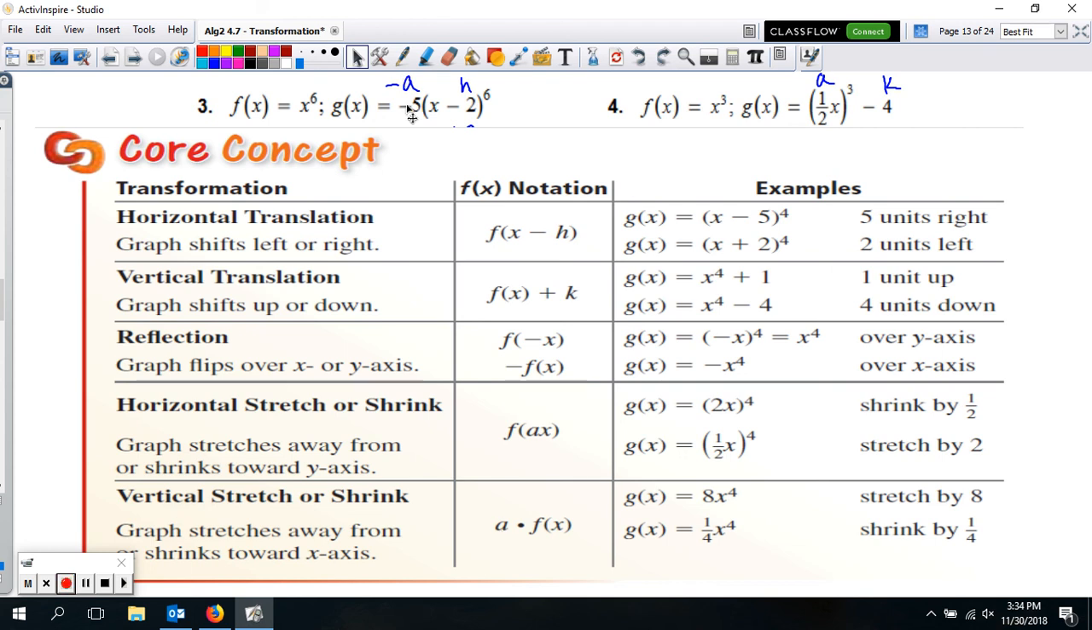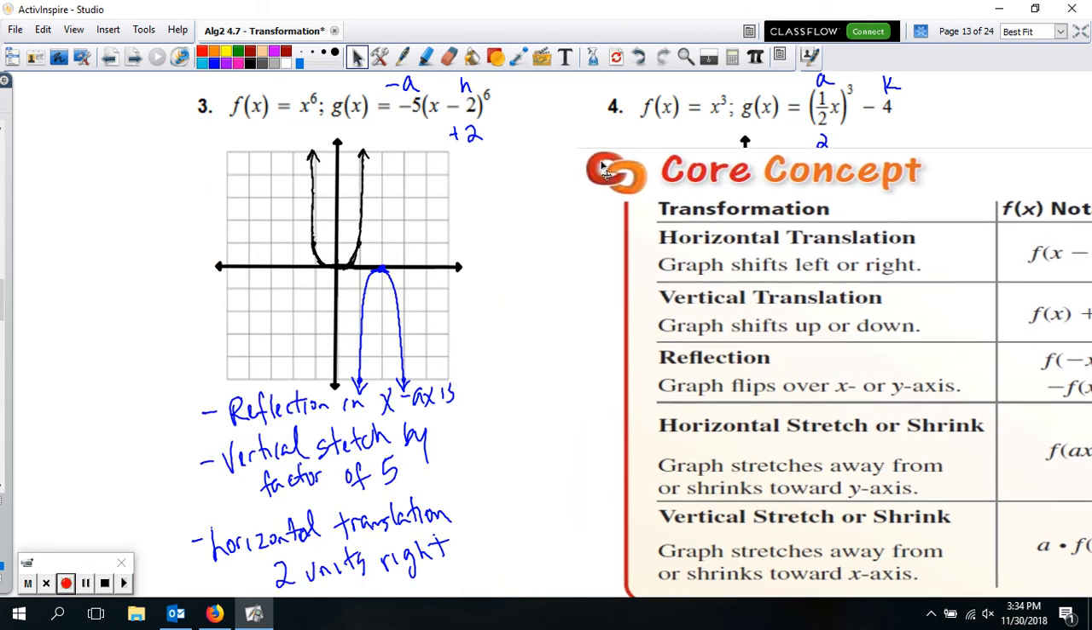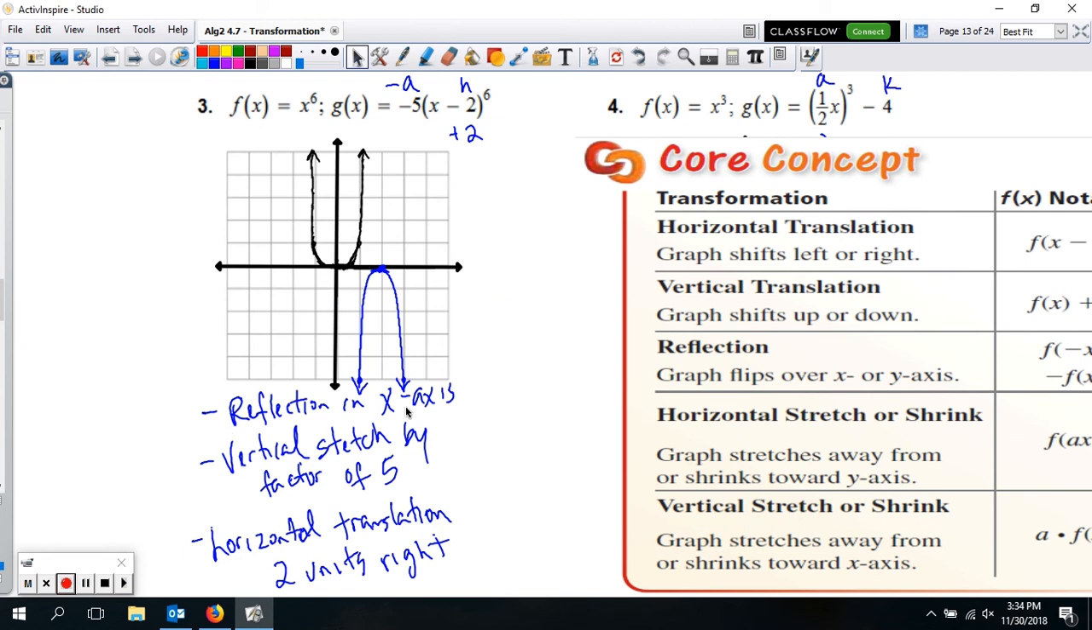And since that's a 5, it's going to be exactly what it is. So it's a, like this 8 here, it's a stretch by 5 on ours. So it's going to stretch by 5, and then it's also going to have this H number. It's going to have a horizontal translation, and it's going to be going right 2 units. So that's what we should be saying for this one. Reflection in x-axis, vertical stretch by factor of 5, horizontal translation 2 units right.